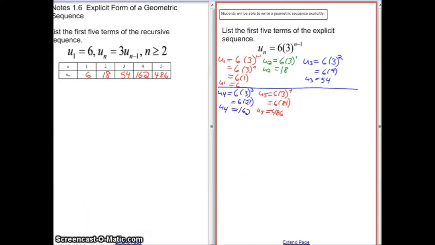Okay, so hopefully you noticed as we were doing this that the numbers were the same as the sequence we did in the previous slide recursively, okay? So we've got 2 different ways, these are the exact same terms, we've got 2 different ways to represent a geometric sequence. We can do it recursively or we can do it explicitly.